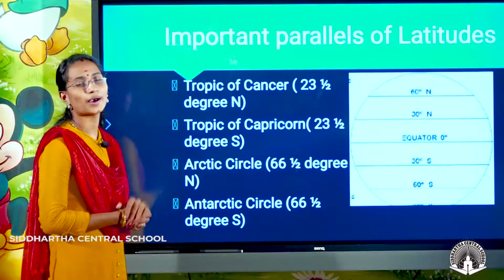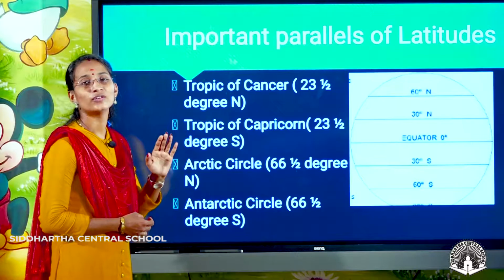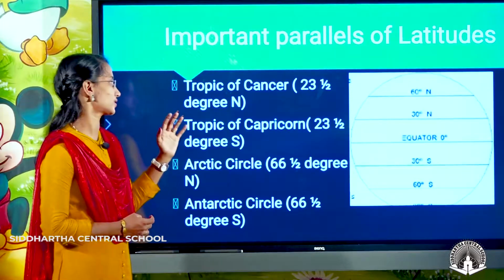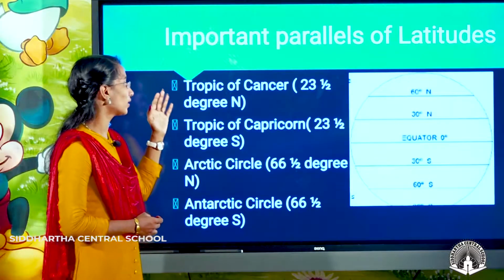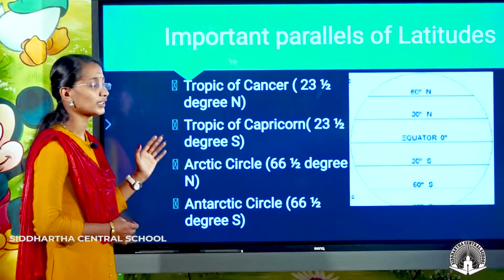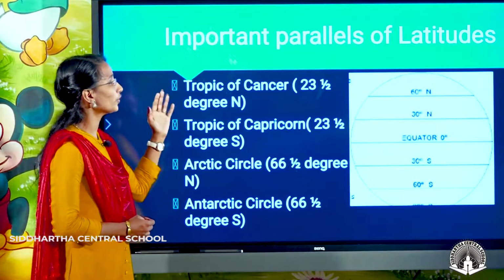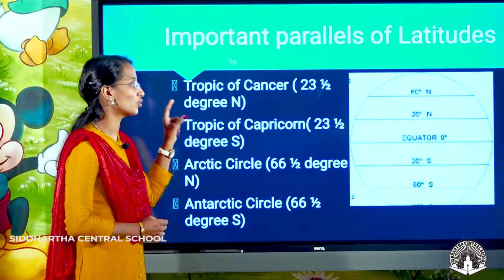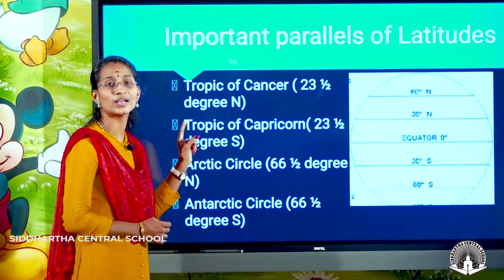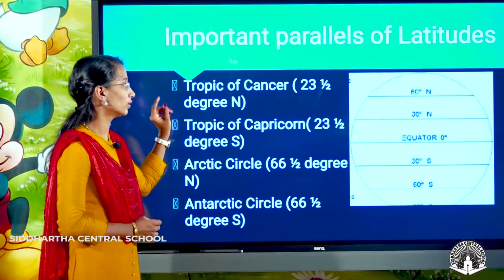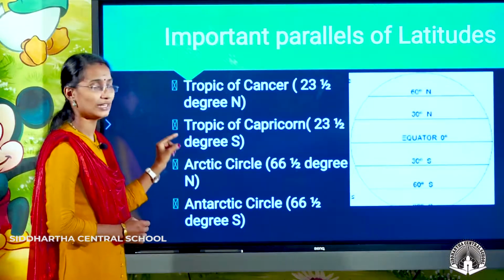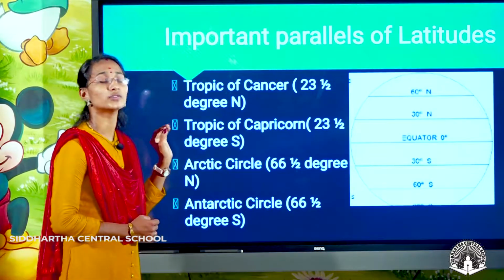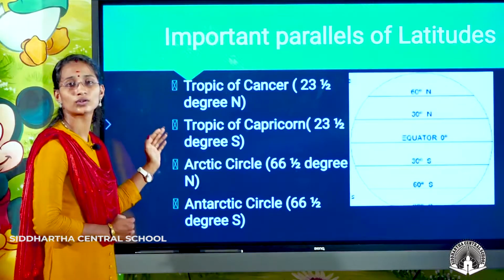So the next one is important parallels of latitude. We know that on our earth there are so many parallels. Among them, which are important? The important parallels are Tropic of Cancer, Tropic of Capricorn, Arctic Circle and Antarctic Circle. The Tropic of Cancer represents 23.5 degree north. The latitude which goes through 23.5 degree north is called Tropic of Cancer, and the latitude which goes through 23.5 degree south of Earth is known as Tropic of Capricorn.